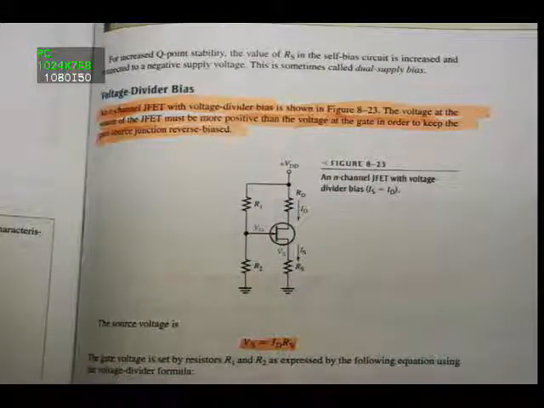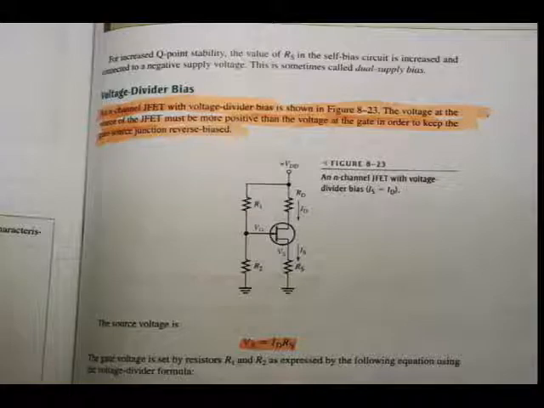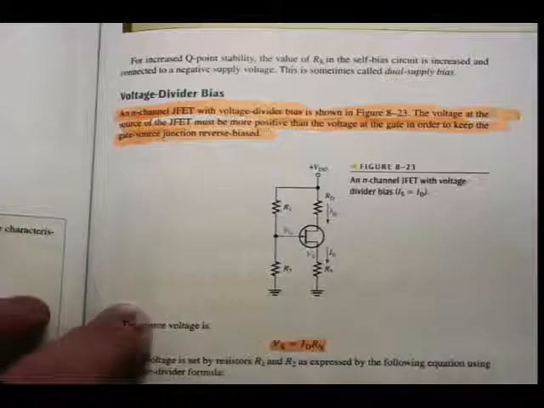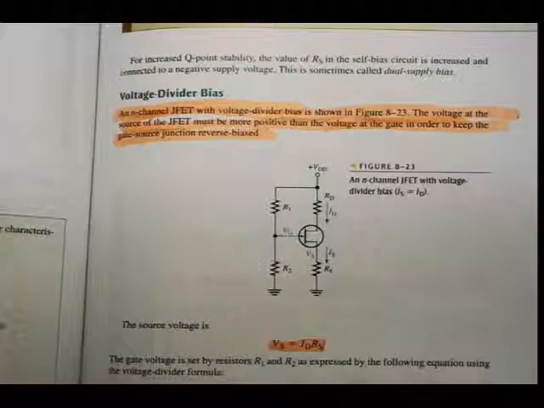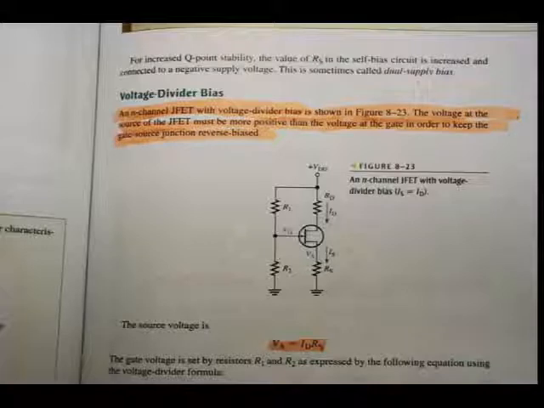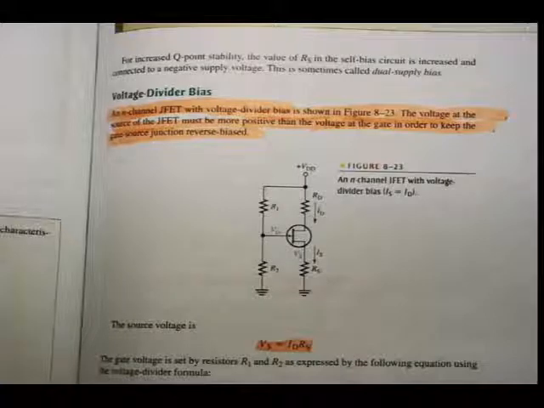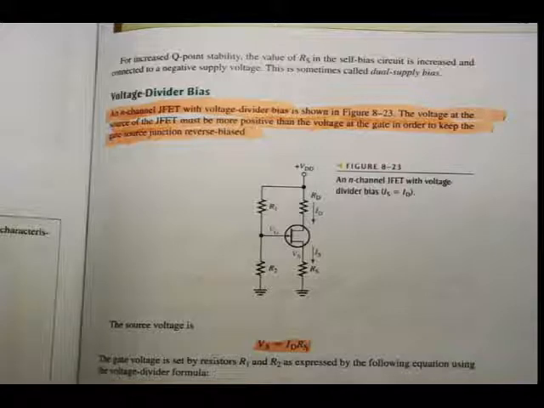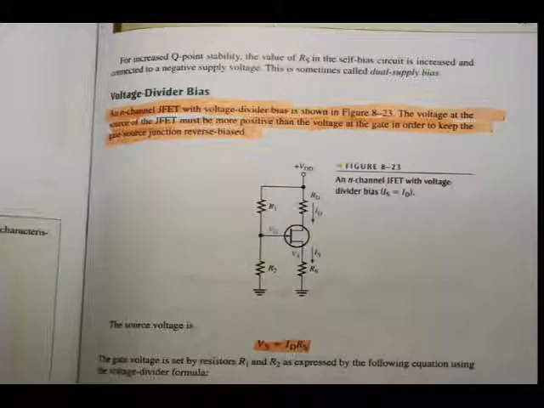Alright, if we refer to our textbooks, voltage divider bias on page 387. An N-channel JFET with voltage divider bias is shown in figure 8.23. The voltage at the source of the JFET must be more positive than the voltage at the gate in order to keep the gate source junction reverse biased. Remember, we had the same with the self biasing. That is, of course, the rule using a JFET that the gate source junction should be reverse biased.